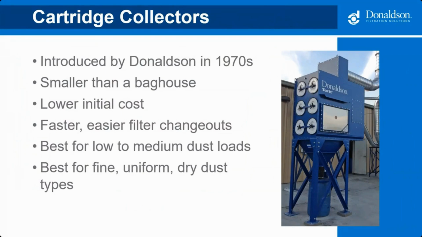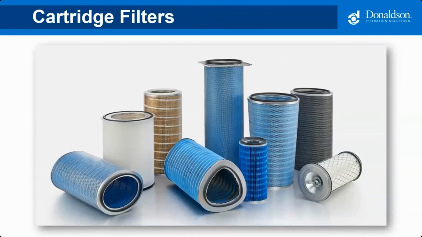They are best for low to medium dust loads, as well as fine, uniform dry dust types, such as those found in industries like fabricated metals, pharmaceuticals, and food processing. Cartridge collectors use cartridge filters. They come in various sizes and shapes, depending on the type of collector.